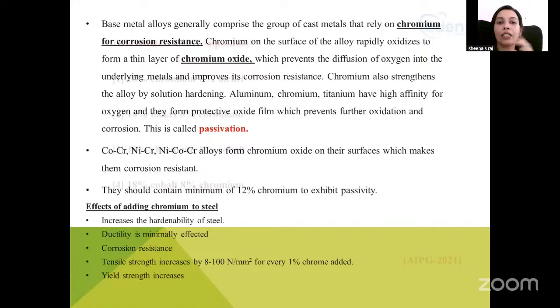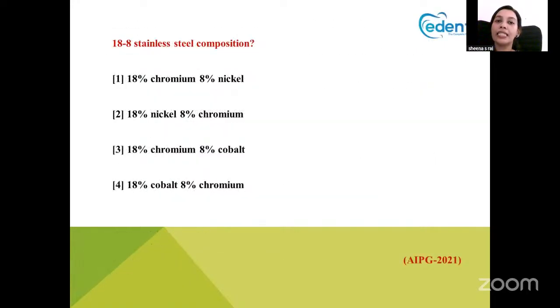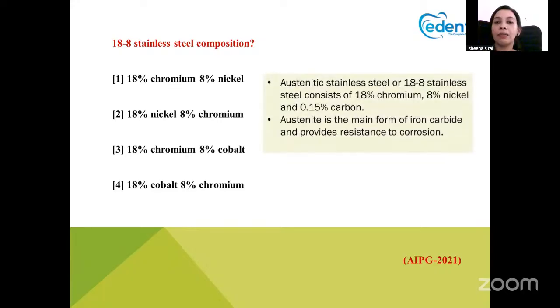So the next important question: 18-8 stainless steel composition is. What is 18 and what is 8? 18% is chromium and 8% is nickel. So stainless steel mainly consists of chromium and nickel, and also 0.15% of carbon. Austenitic, we know there are various forms based on the heating pattern. Austenitic stainless steel is the form of iron carbide which provides resistance to corrosion. So you need to memorize that the material that provides resistance to corrosion is austenite.